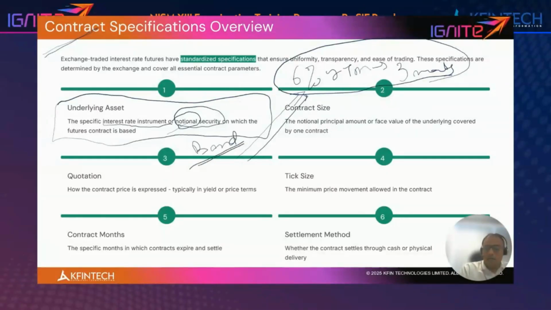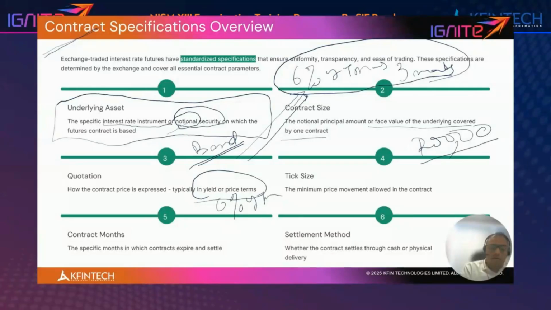Contract size is the notional principal amount or face value of the underlying contract. Here the face value could be 1 lakh, it could be 2 lakh, depending on what type of bond it is. Quotation is done typically in yield or price terms. So I can have a 6% YTM bond, or I can have a bond quoting at, for example, 101.457. So when you get into the futures market, the quotation could be a yield quotation like this, or a price quotation like this.